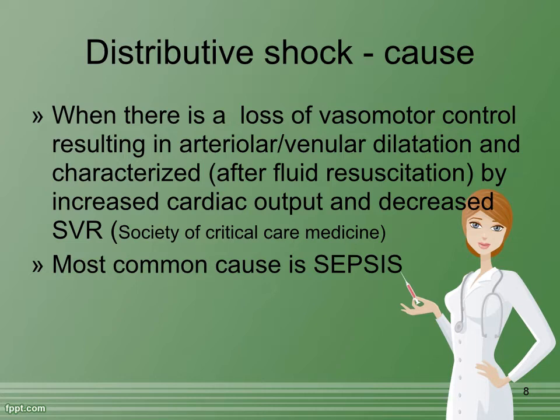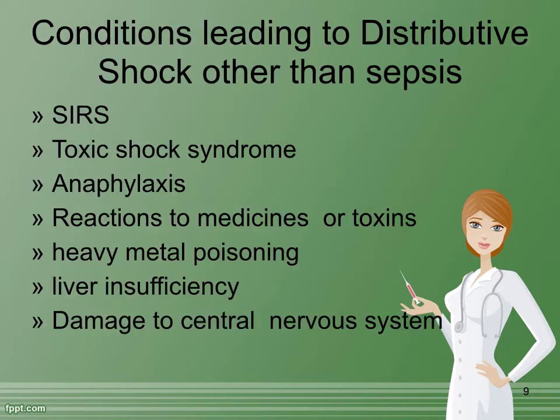So this is what happens in distributive shock, and the most common cause of this is sepsis. It has a definition. It is very medical, but in a nutshell, it means that blood volume is normal in the body, but tissues are not getting adequately perfused. They are not adequately perfused.